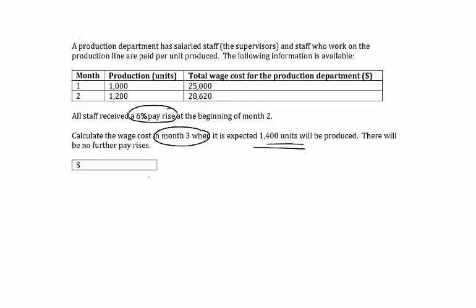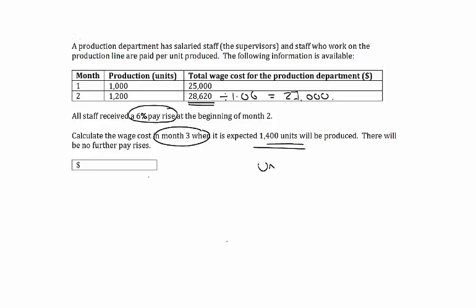So the best way to deal with this is to take out that 6% from month 2. If you divide this by 1.06, this will take you back to what the original cost should have been, which is 27,000. Once we've done that, it becomes a dead straightforward high-low method question. We've just got to remember to add that 6% back in at the end of it.